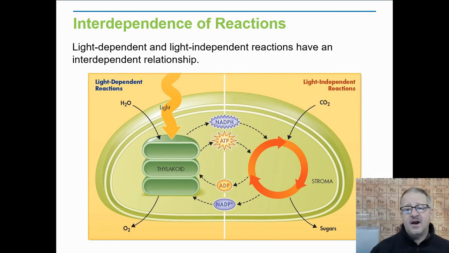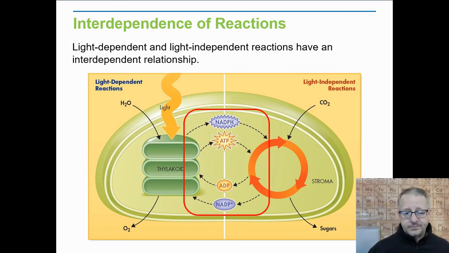So again, the 2 sets of reactions, they really do work together to capture the energy of sunlight and transform it into these energy-rich compounds like carbohydrates. So what compounds are recycled between these reactions? Well, there's NADPH and NADP+. There's also ATP and ADP. Those are recycled between the light-dependent and light-independent reactions.